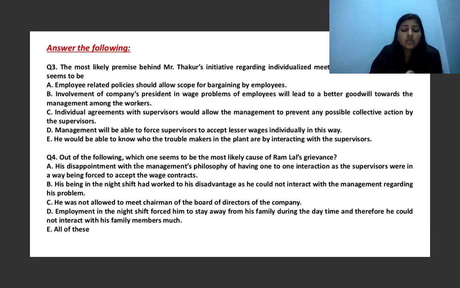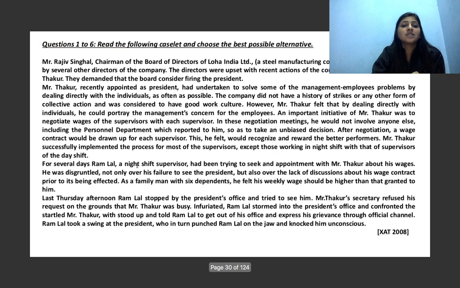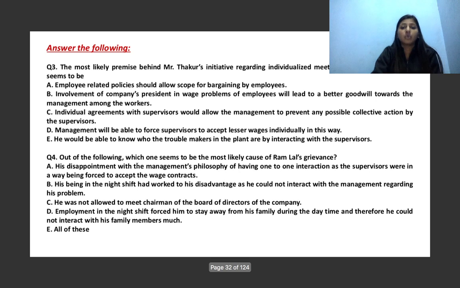C, he was not allowed to meet the chairman of the board of directors of the company. Yes, so out of B and C, B is still better, right? Because he was not trying to meet the chairman of the board of directors of the company. The chairman is Mr. Rajiv Singhal. Okay, he didn't want to meet him. Whom was he trying to meet? Mr. Thakur. Okay, so C is not correct.